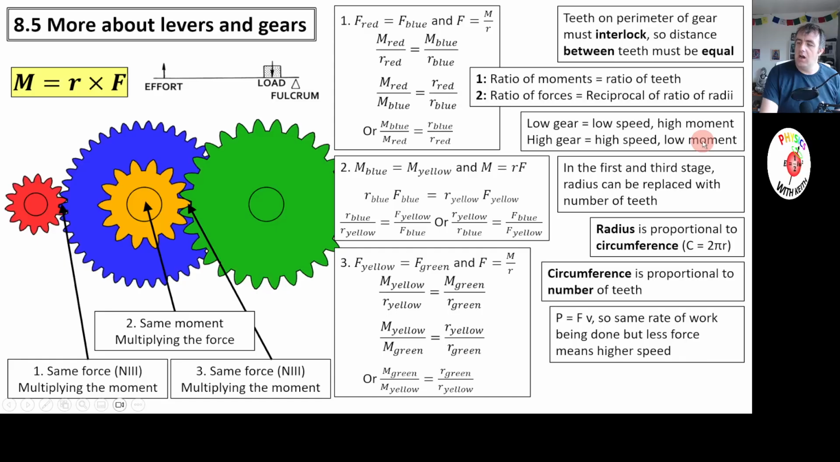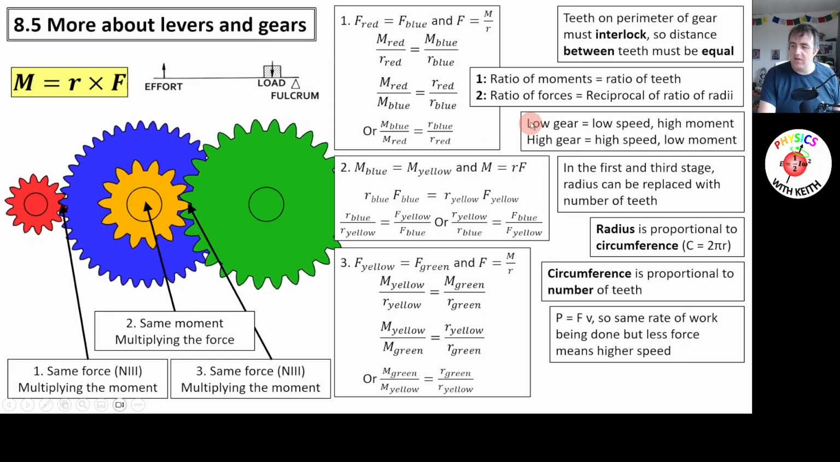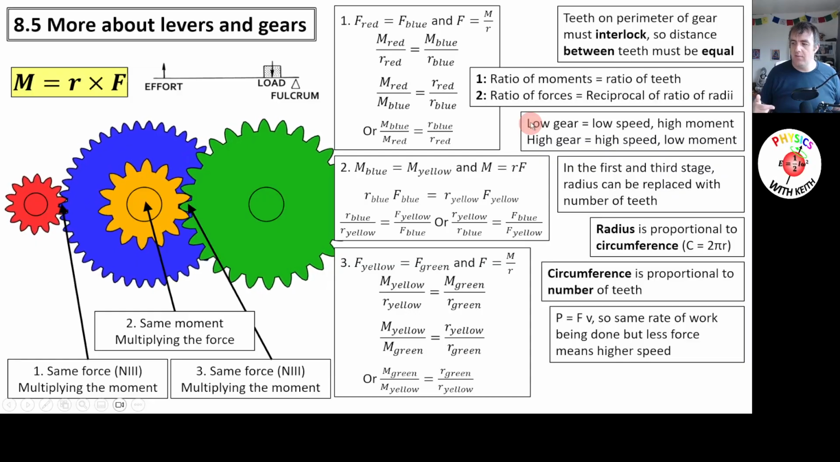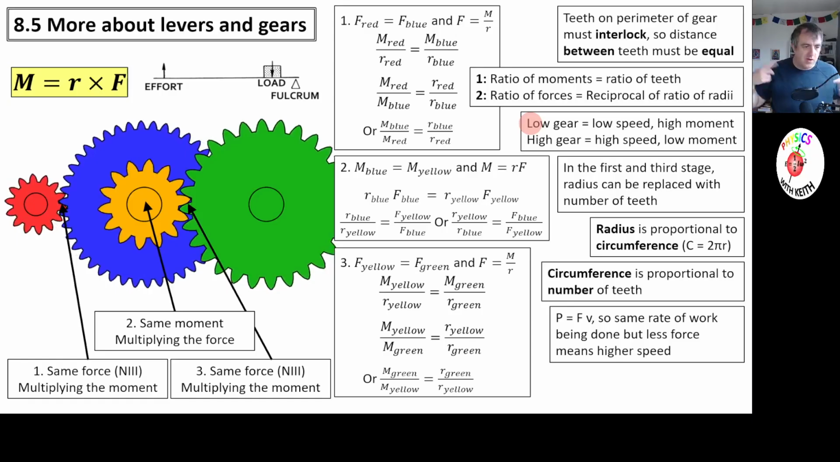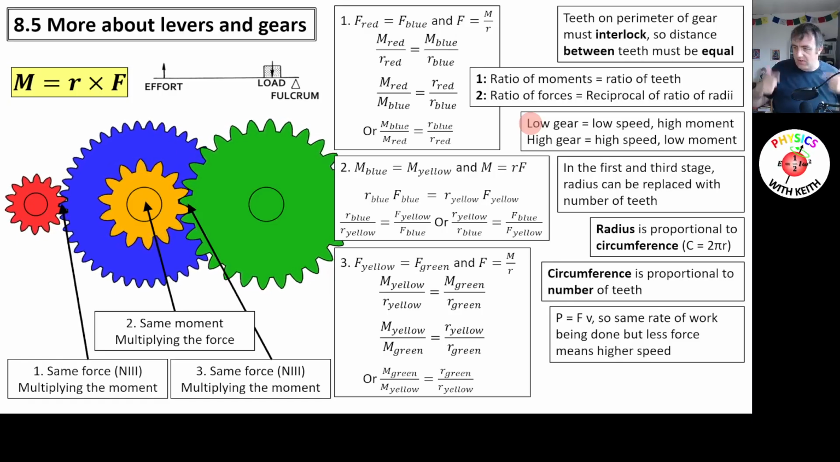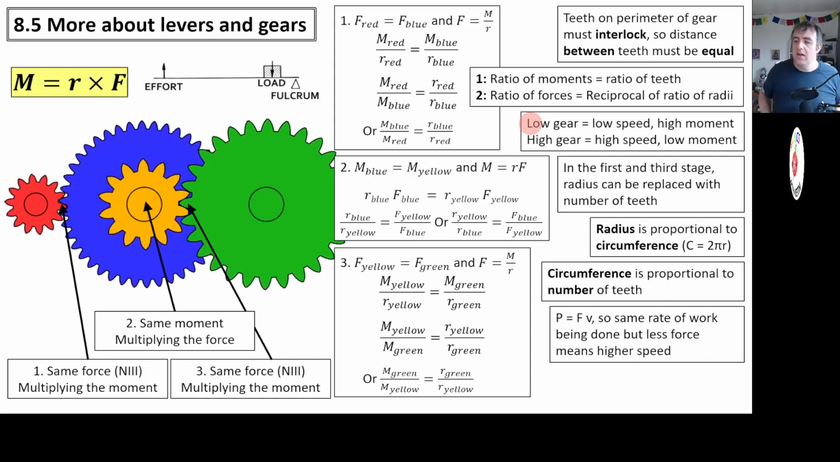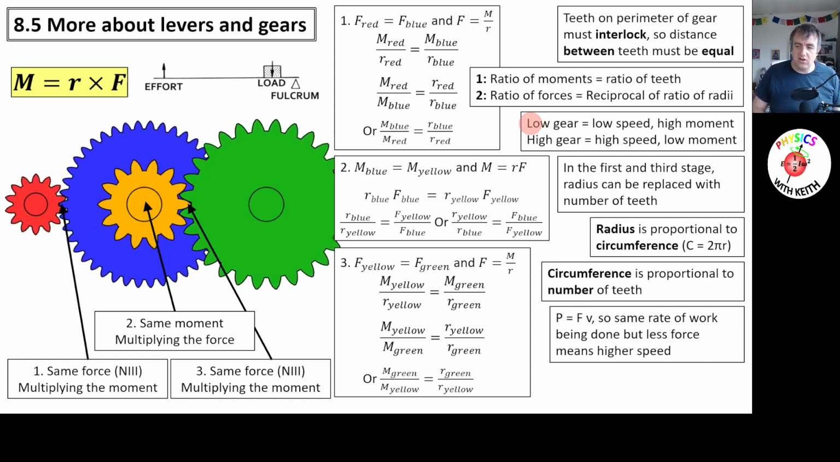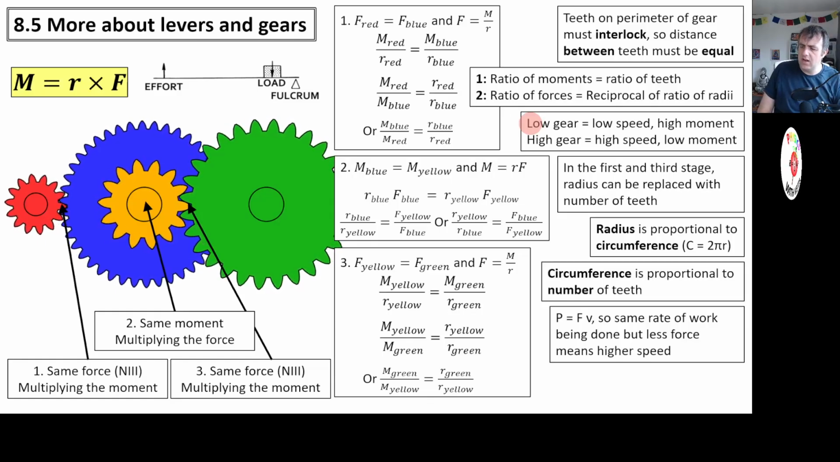If you're in a car and you're on ice, you like setting off in a higher gear, because there's no point having a low speed and high moment, because all that's going to happen is the wheels are going to spin all over the place, because there's very little friction, very low static friction. So you need to actually have a lower moment to set off if you are trying to set off in a car on ice. I think that's everything I need to say about this.